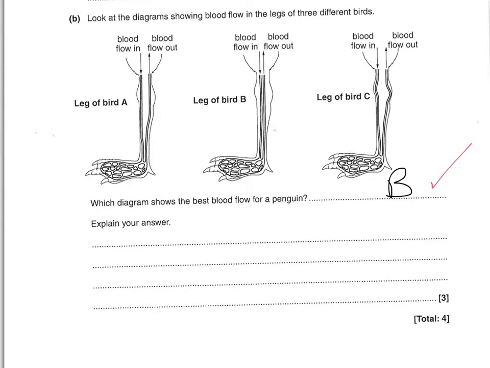So any 2 of these, the blood vessels are close together. There's more heat transfer between the vessels. You could say that the blood vessels are further away from the leg surface, so less heat can be lost. Or you could say there's a counter current. You could also say there's a counter current for leg A or C. So if you said leg A or C, you wouldn't get a mark there. But if you said counter current in your reason, you will get some credit for that.